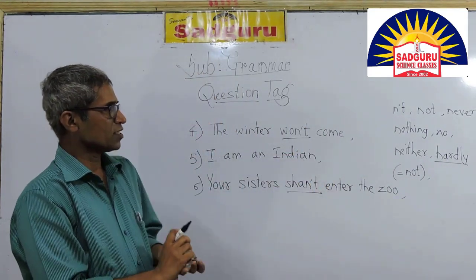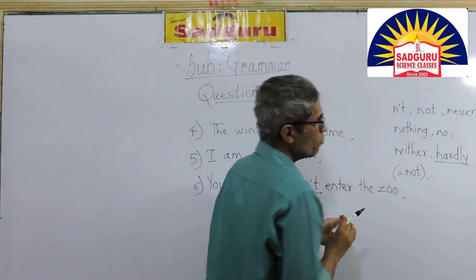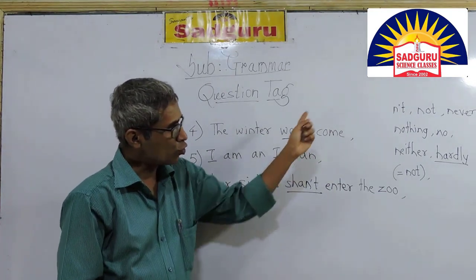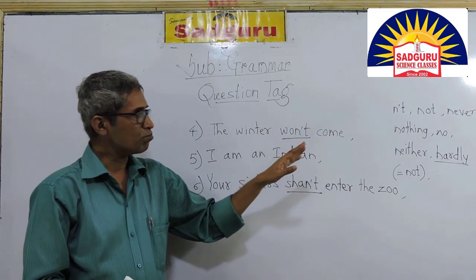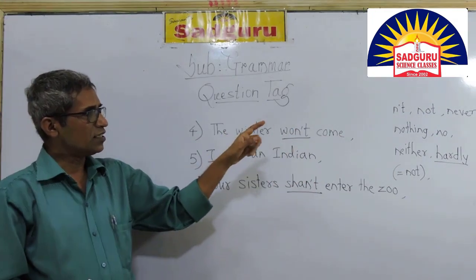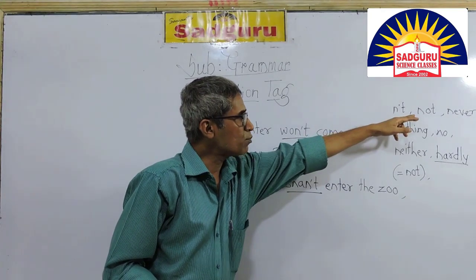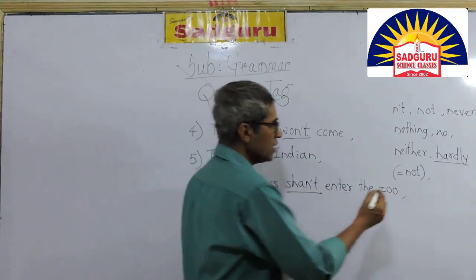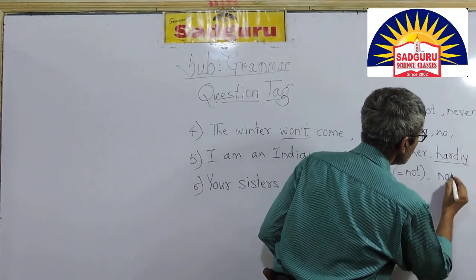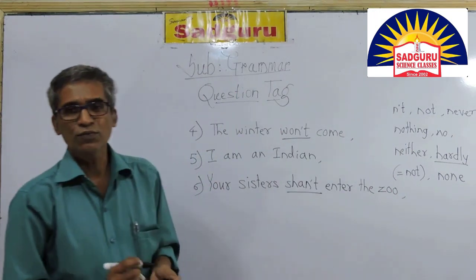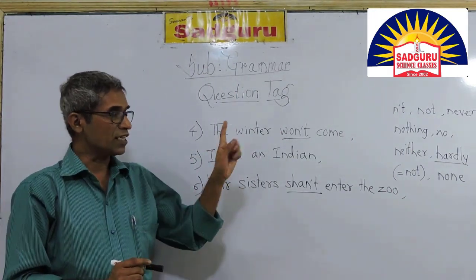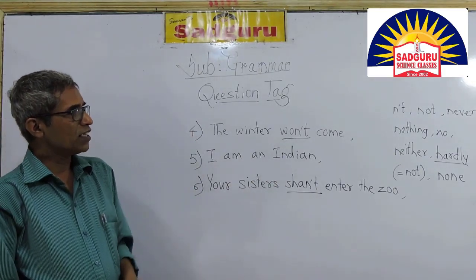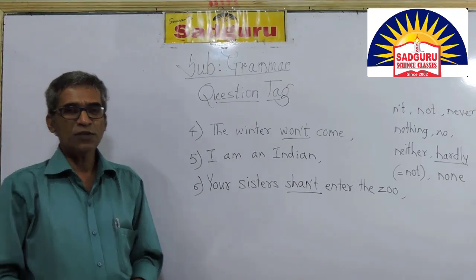If you know this, then let's move to make the question tag for these statements. If you want, you can note down these words. These words make a statement negative. N't actually is the short form of not. Then never, nothing, no, neither, hardly, none. These all words are negative words. They make a statement negative. Take them down and then we will start making the question tag of these statements.